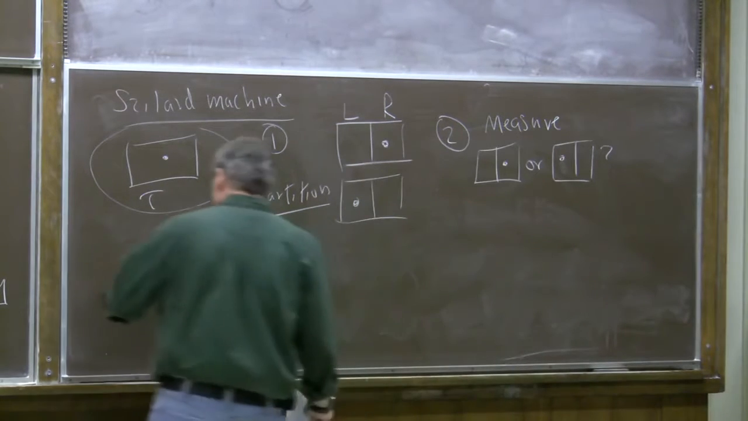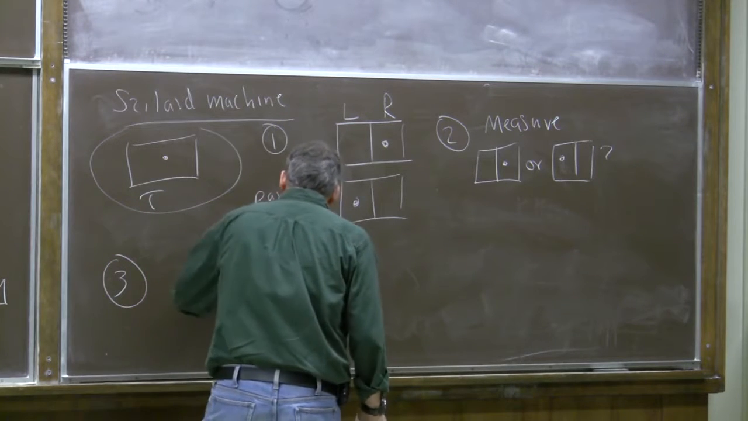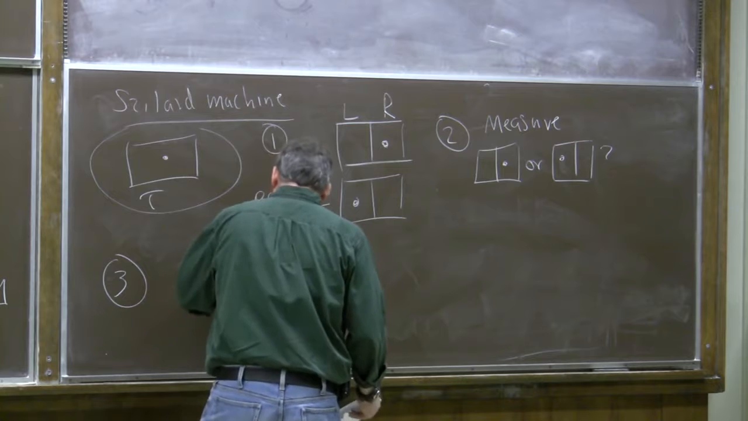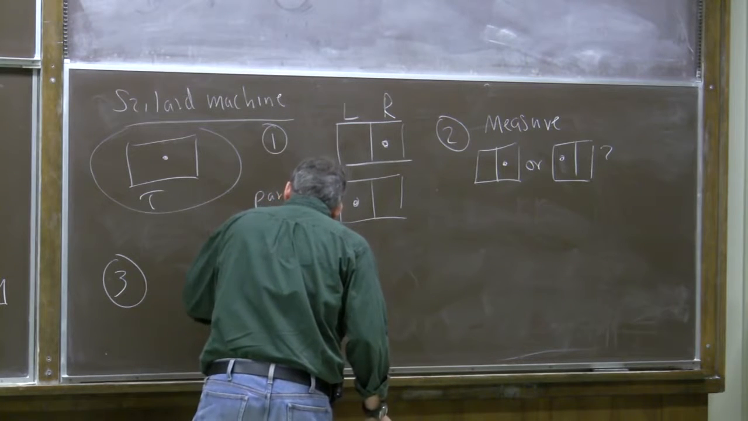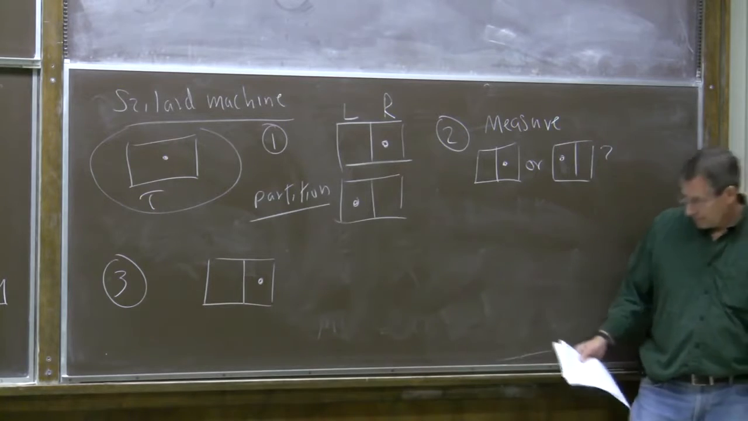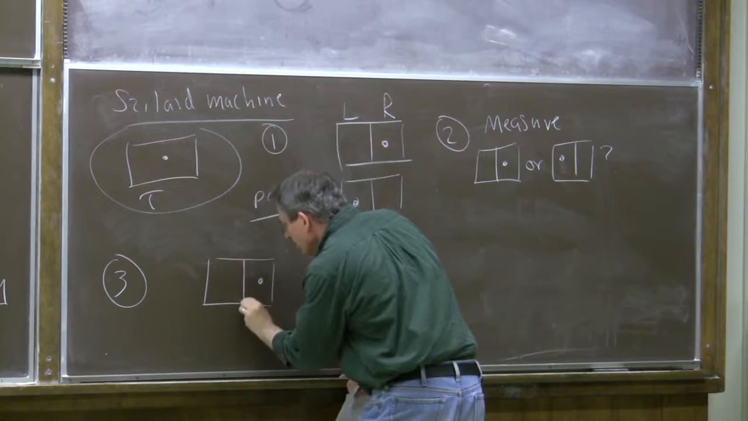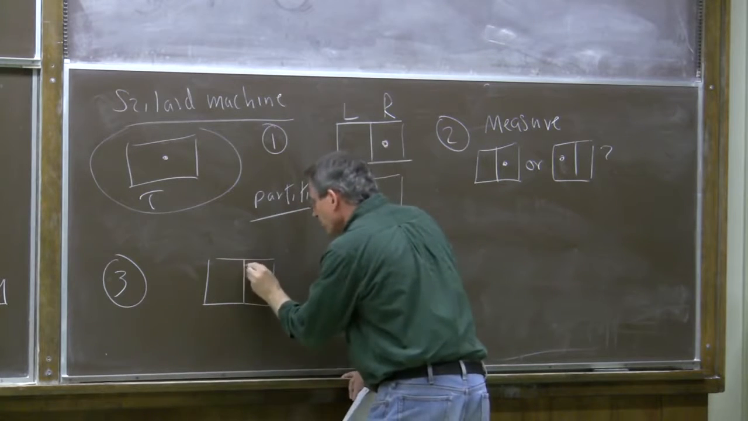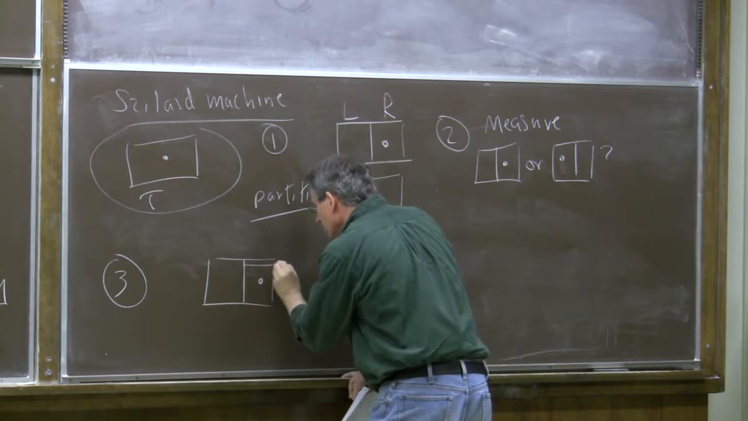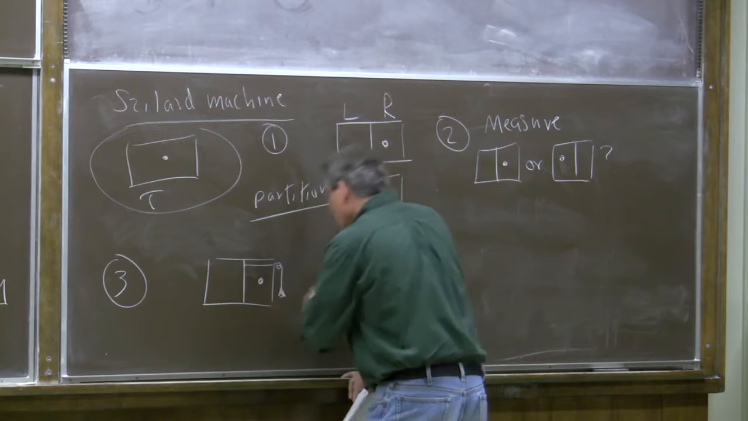So then what I'll do is I will allow the partition to move. I've got a molecule that's on the right side. It's bouncing around off the walls. And I'll load this now movable partition with the weight. There's a little rope going around the pulley. And the weight.